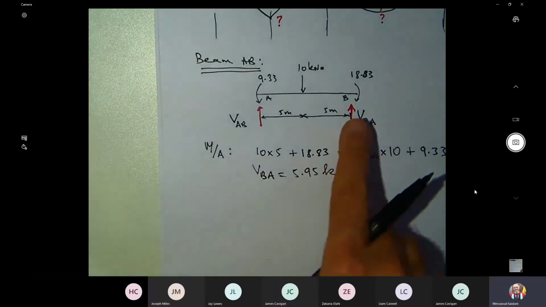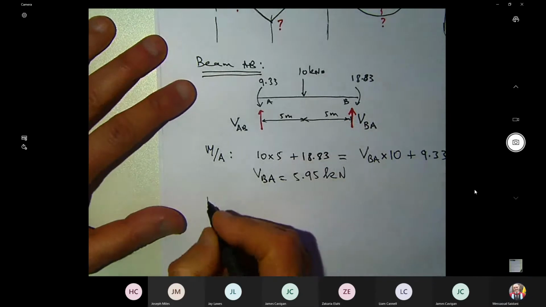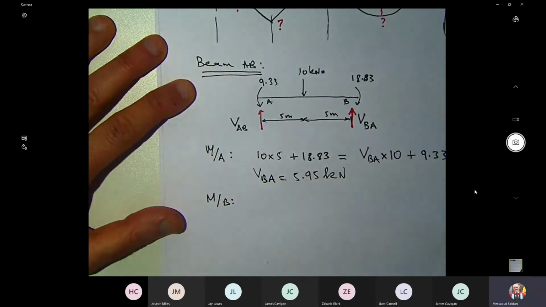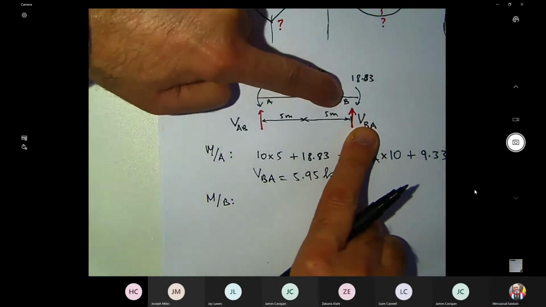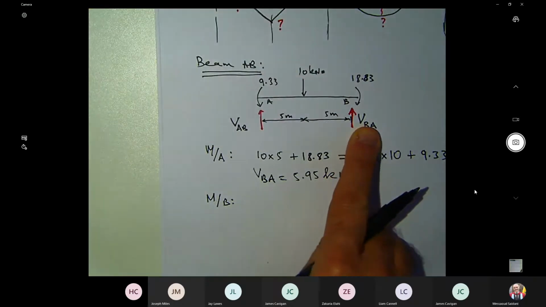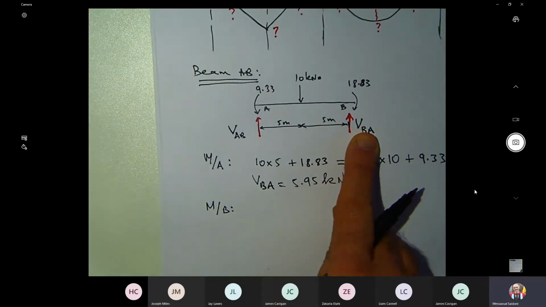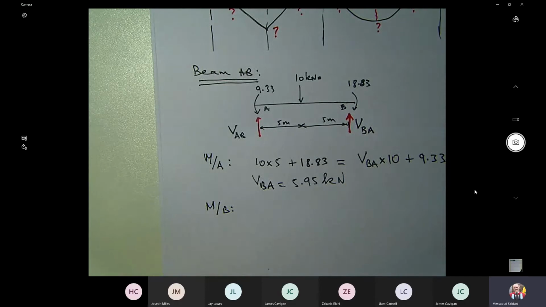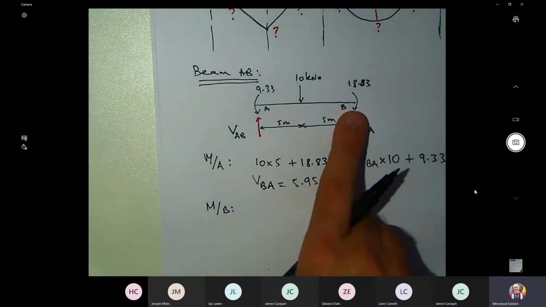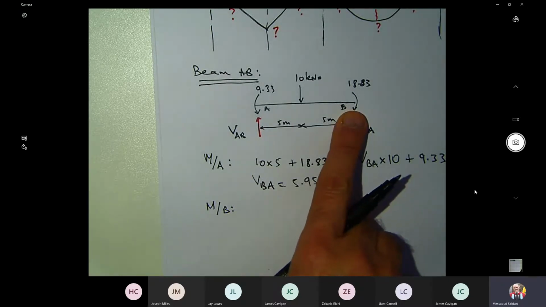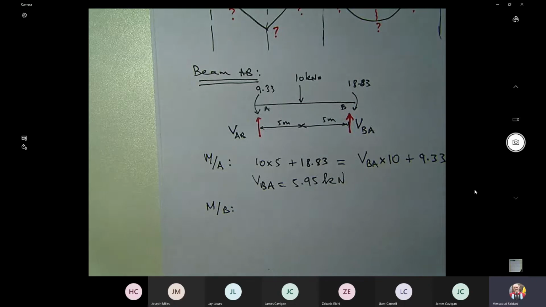Now we do the same. We take moments about B. And about B, right? Everybody, I'm going to ask you, please, can you write down on your own? I give you 2 minutes. Can you write down here the equation? What do you think moments about B, please? Clockwise moments equals anti-clockwise moments about B. Can you do it, please?